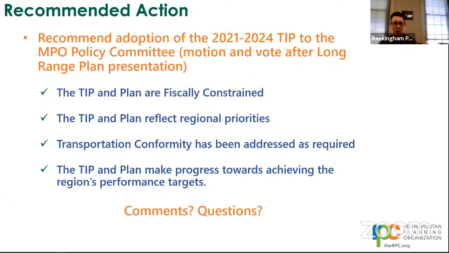Sure. What I'm going to be looking for today is a recommendation from the TAC to the policy committee to approve the 21 to 24 TIP, basing that recommendation on the fact that the TIP and the plan are both fiscally constrained, that they reflect regional priorities, we've addressed our transportation conformity requirements, and we make progress towards achieving our regional performance targets.